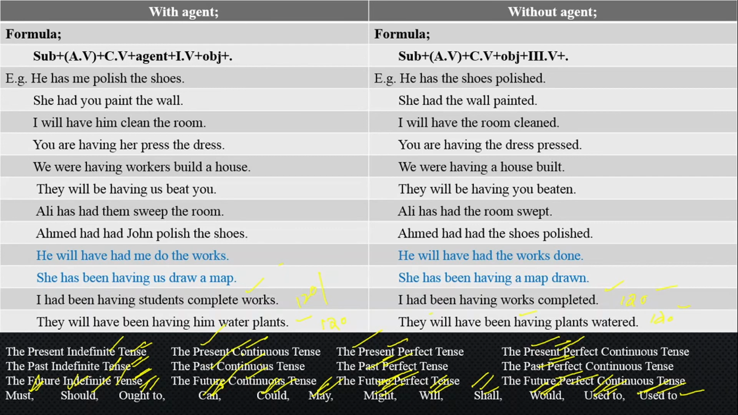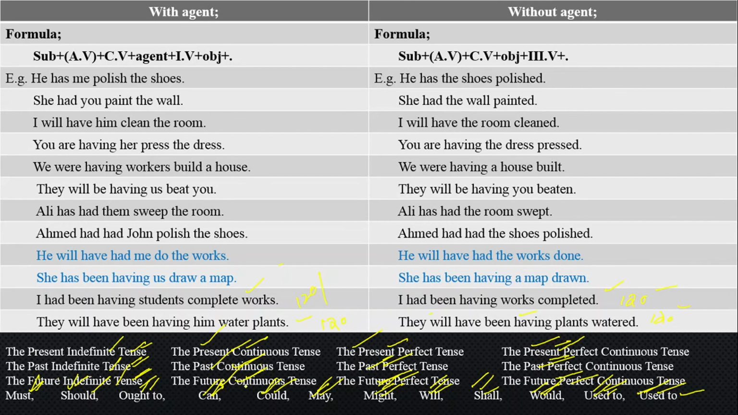They were having plants watered, they were not having plants watered. Were they having plants watered, were they not having plants watered? Weren't they having plants watered? They will be having plants watered, they will not be having plants watered. Will they be having plants watered, will they not be having plants watered? Won't they be having plants watered?